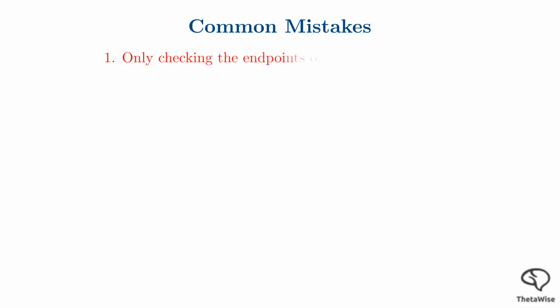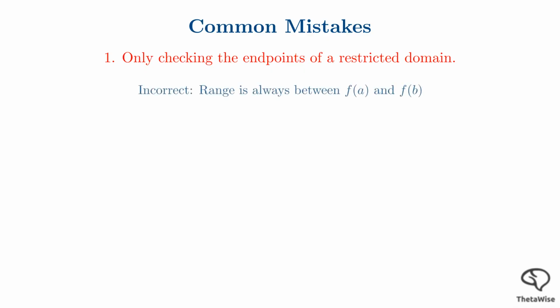Let's look at 3 frequent errors that can cost you marks in the exam. The first mistake is only calculating the y values for the start and end of the domain. Students often think the range is simply the values between f of a and f of b. However, if the vertex lies within the interval, it will be the true maximum or minimum. Always find the stationary point first.